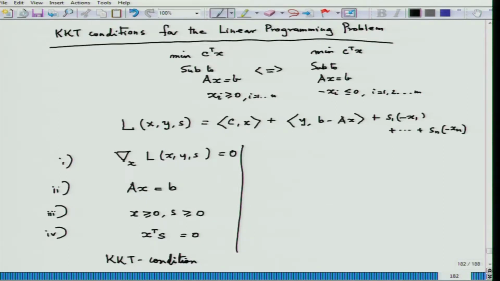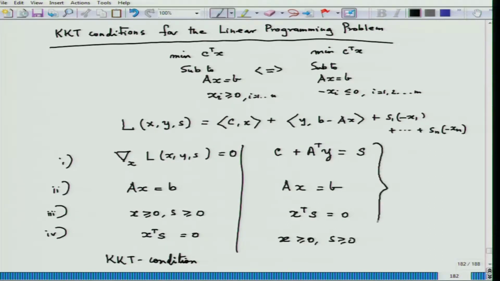This will just give me, if you look at the whole thing, because it is in terms of x, it will give me this, and then this is as it is. I can just change it a bit. KKT condition for LP.